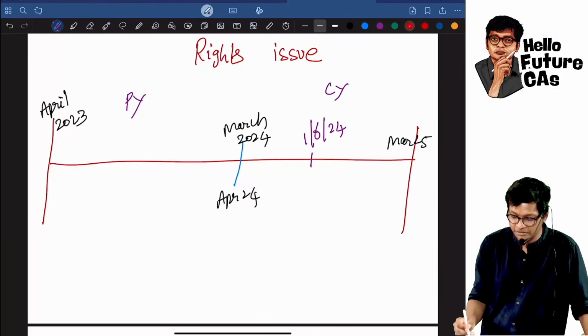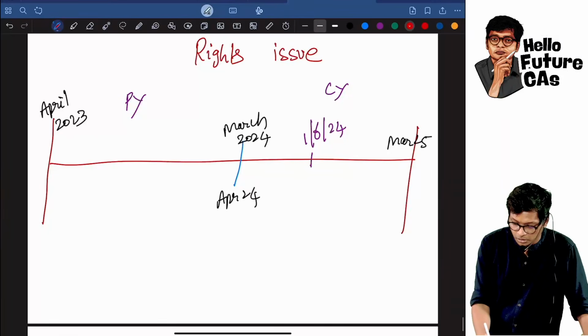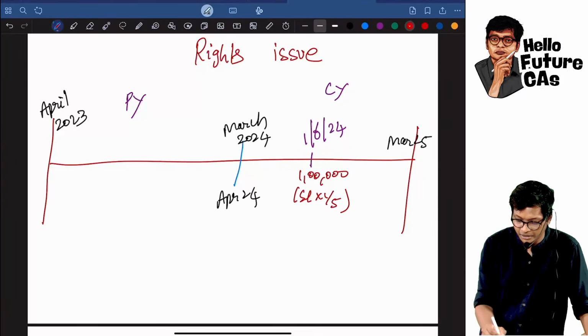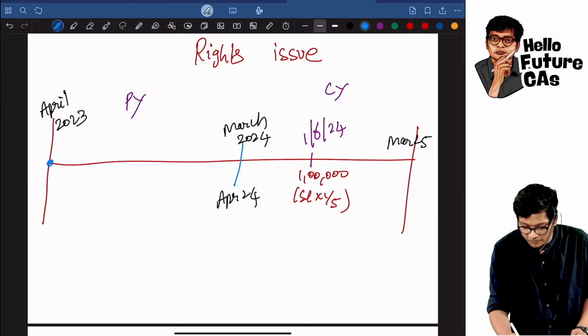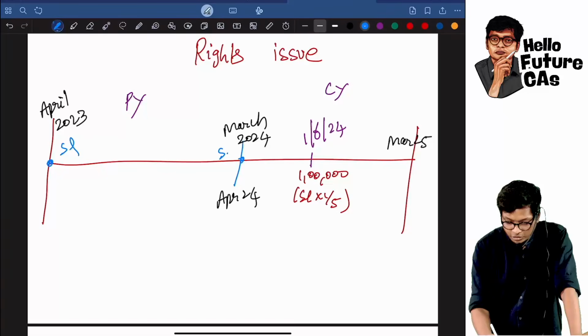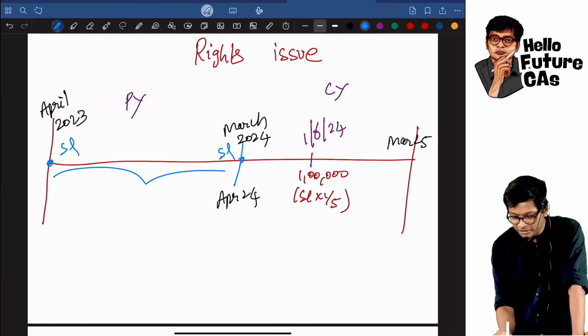For how many shares, sir? 1 lakh shares are added. How, sir? 5 lakhs into 1 by 5. That means at the beginning of last year I had 5 lakh shares, and at last year ending also I had 5 lakhs. That means the whole year I had only 5 lakh shares into 12 by 12.